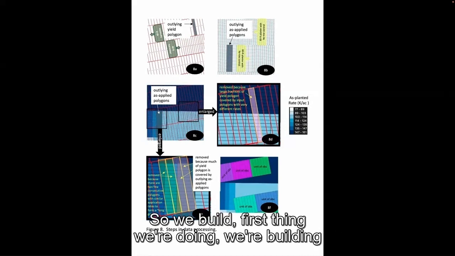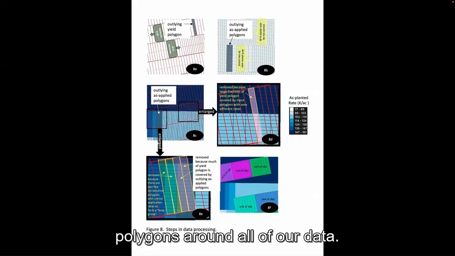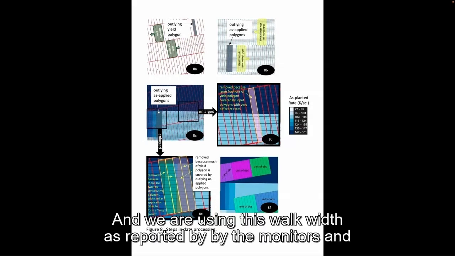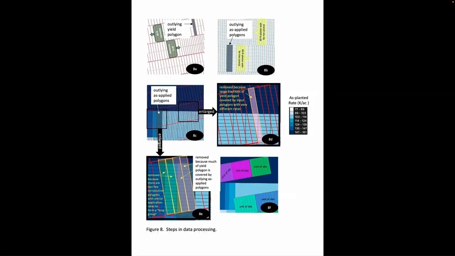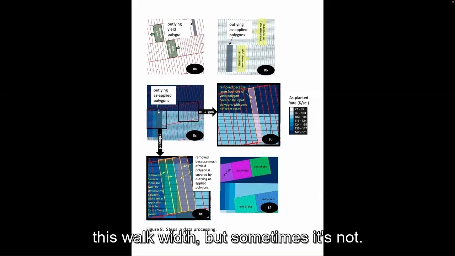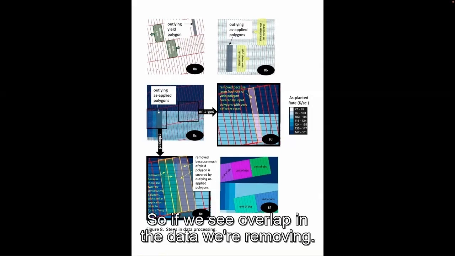First thing, we're building polygons around all of our data, the harvest data, as applied, as planted. And we are using the swath width as reported by the monitors. And sometimes the yield monitor seems to be recognizing that there was overlap and adjusting the swath width, but sometimes it's not. So if we see overlap in the data, we're removing.